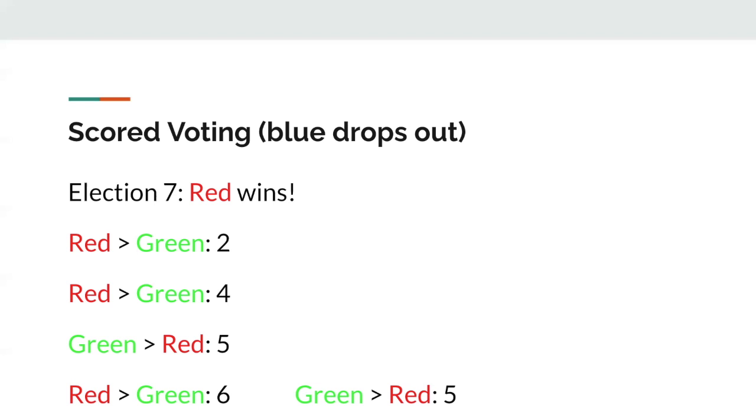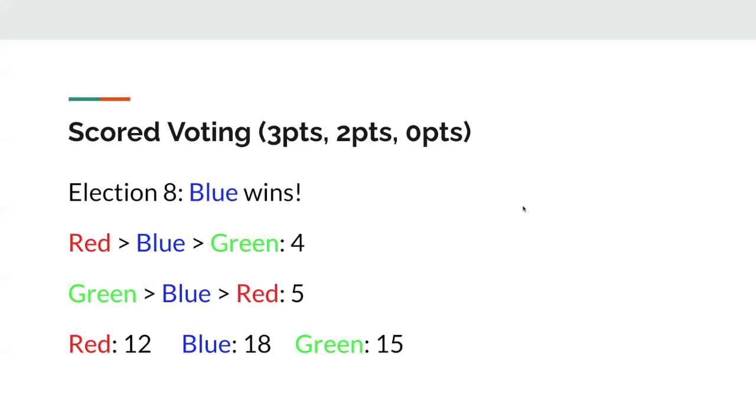Let's look at another possible issue. In this election, first place is worth 3 points, second place is worth 2, and third is worth nothing. Red and green both know blue is the weakest, and put blue as their second choice, so that the second place points don't go to their biggest opponent. However, due to the scoring system and strategic voting, blue, the least favorite candidate, wins.